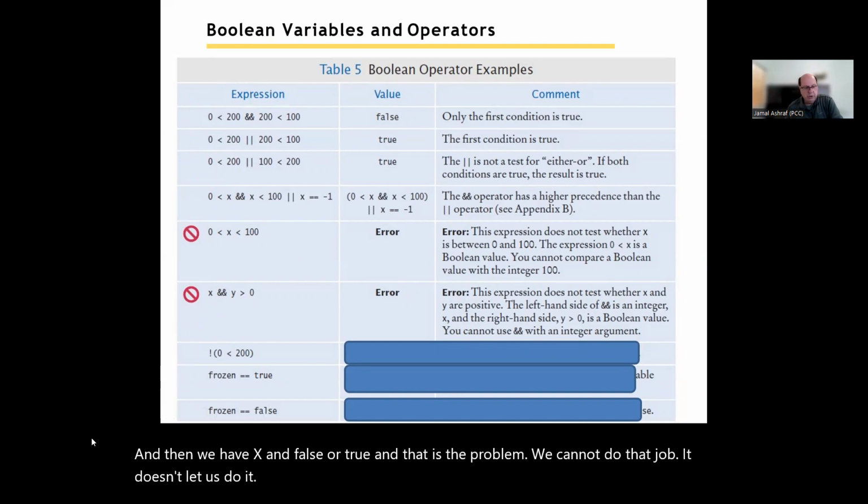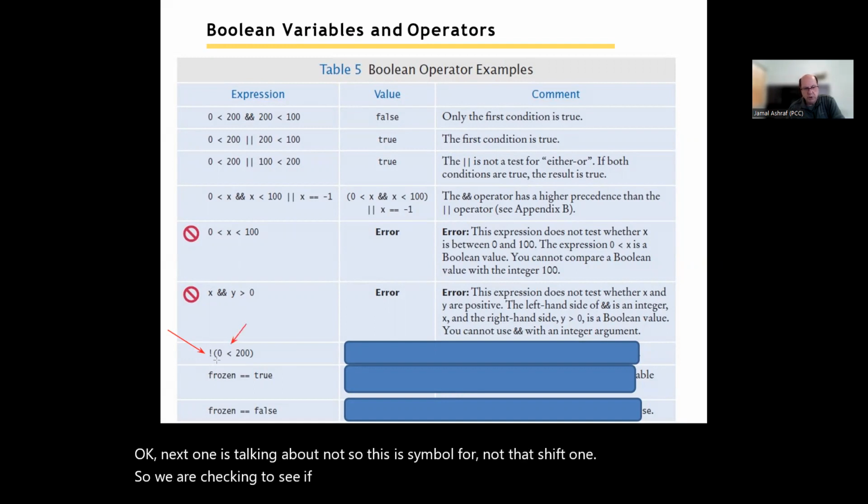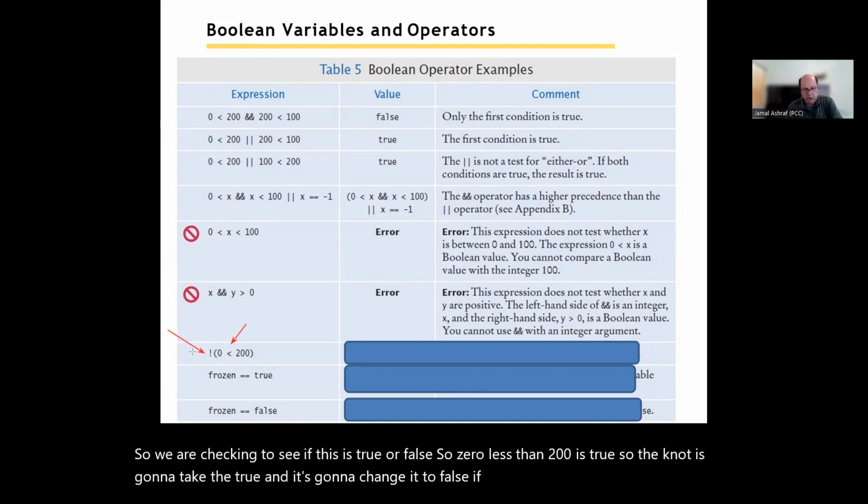Okay, next one is talking about not. So this is a symbol for not. That's shift 1. So we are checking to see if this is true or false. So 0 less than 200 is true. So the not is going to take the true and it's going to change it to false. If it was false, it would change it to true. So it's just going to make it opposite of it.